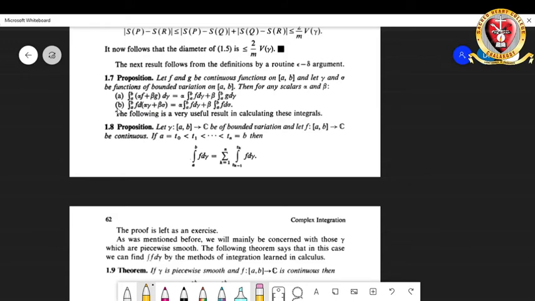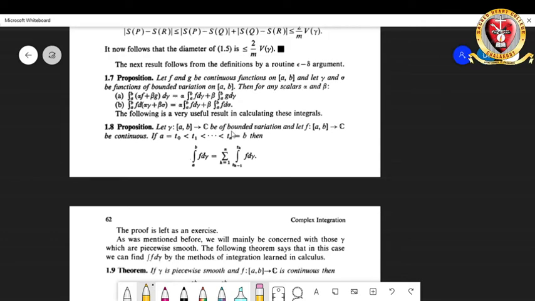And the next property is the integral from a to b of f d(alpha gamma plus beta sigma) is equal to alpha times the integral from a to b of f d gamma plus beta times the integral from a to b of f d sigma. You can prove this result very simply by using the usual epsilon-delta argument and how we proved the earlier theorems.